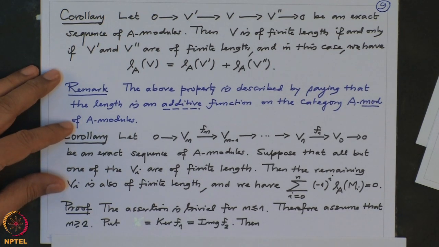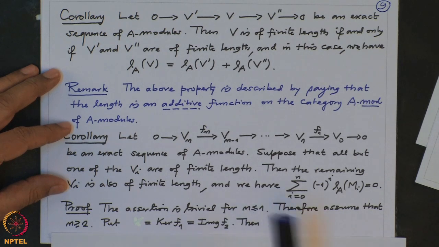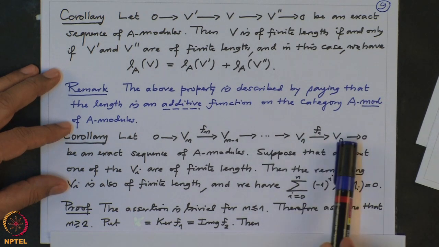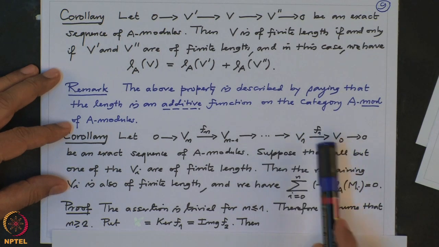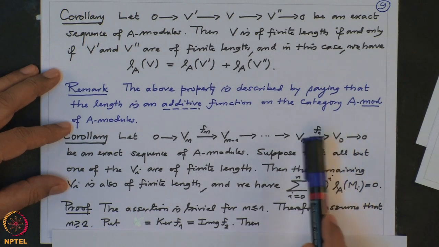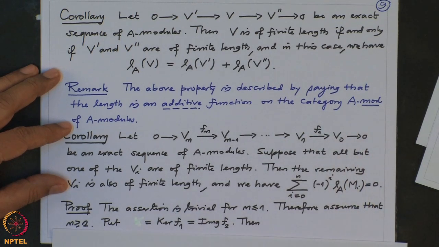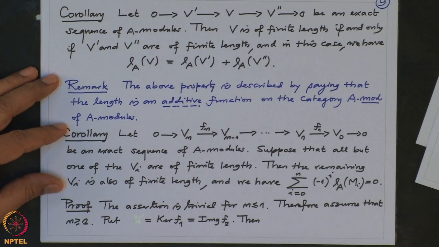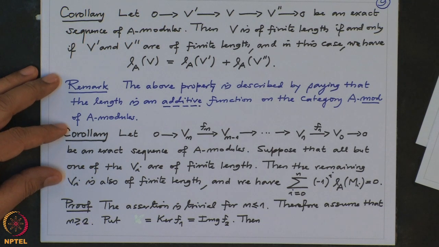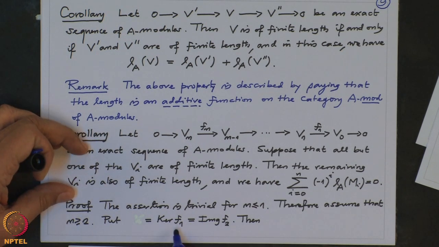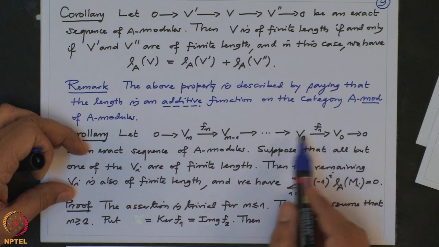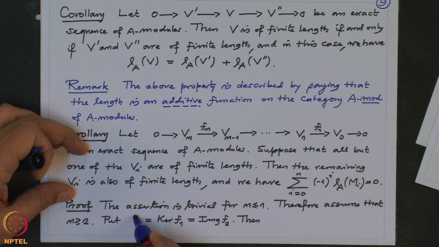This assertion is trivial for n less than or equal to 1 because there is either no term or only one term. In that case the assertion is that this is an isomorphism, so this equals this. Therefore the assertion is clear for n less than or equal to 1. So, I am going to prove the assertion by induction on n. Therefore, we assume first n is at least 2. We know the kernel of f1 equals the image of f2, and I am going to call it U.